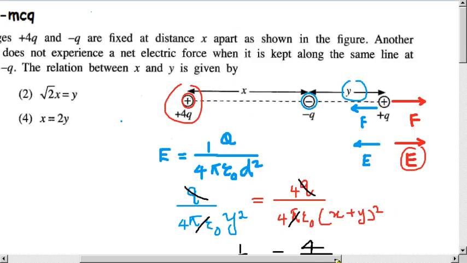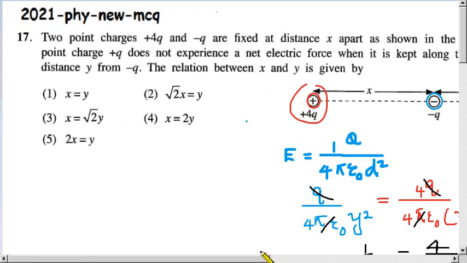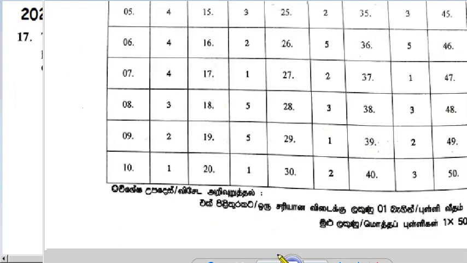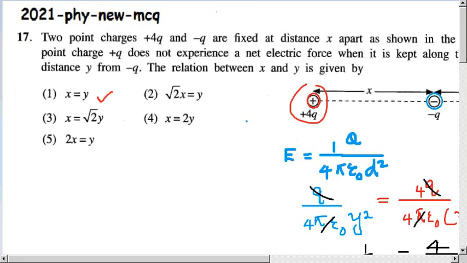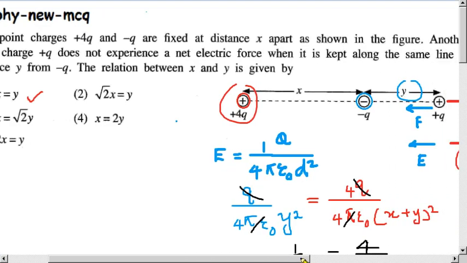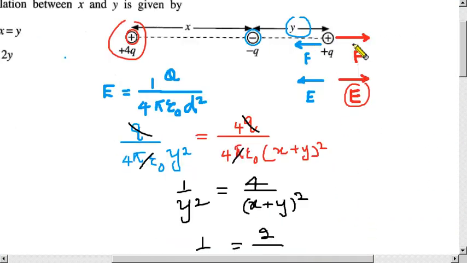So you must have solved a number of these types of questions in the classroom. Then this problem is not a big issue. So x equals y. So for question number 17, the answer is 1, correct. I think you understood. We have to equate either forces or field intensities.